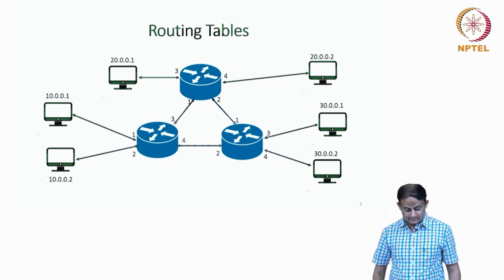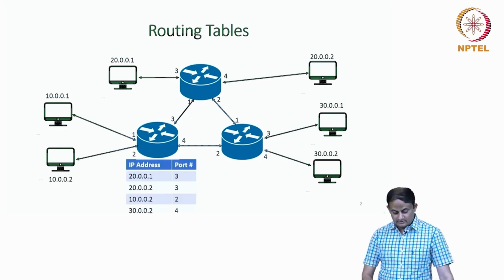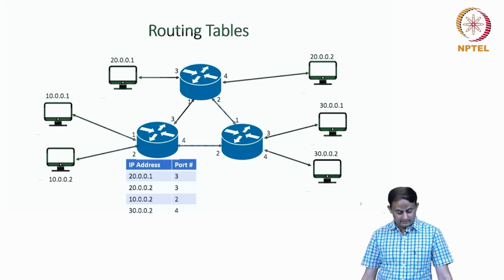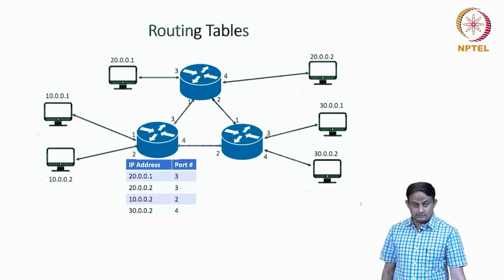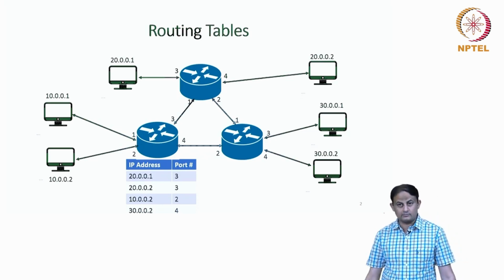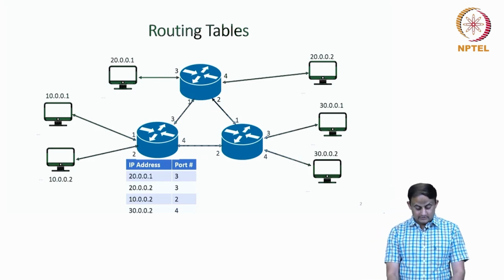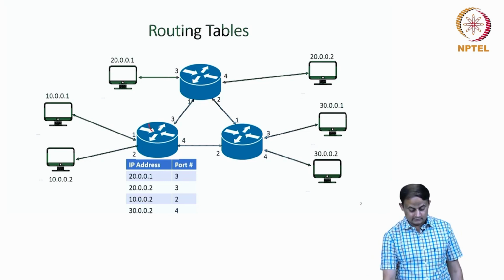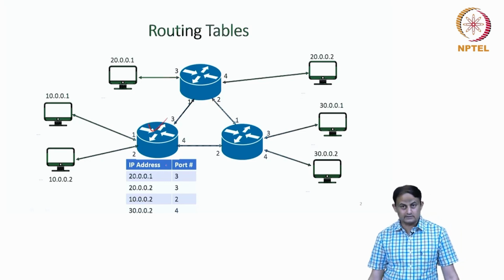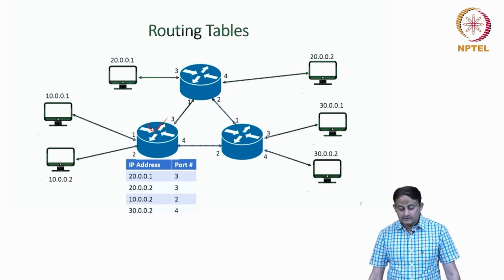There are three routers and some computers connected to each other, and every router in fact has a routing table. Here, router number 2 has this routing table, which has the destination IP address and the corresponding port number on which the packets have to be forwarded. So if this router receives a packet with the destination IP address 20.0.1, it means that it needs to forward the packet to port number 3.